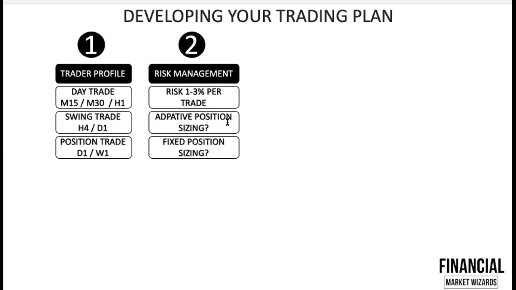Okay, but if your stop loss is tighter, that means you want a bigger position size. That's adaptive position sizing. Fixed position sizing means that, for example, every single trade you trade 0.1. 0.1 is actually a mini lot.